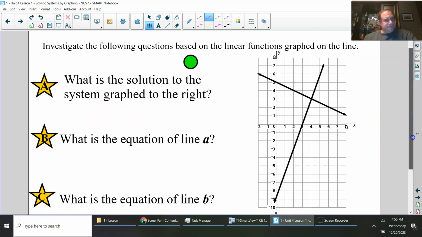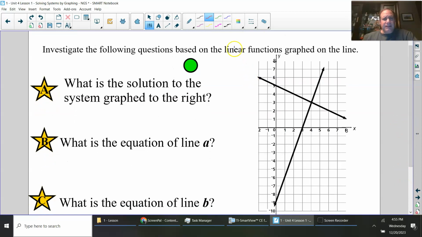For this one, I forgot to label the lines. So this is line A, and this is line B. It says, what is the solution to the system to the right? So I'm going to put a nice big point here, and the solution is 4, 3. It's where the lines intersect.